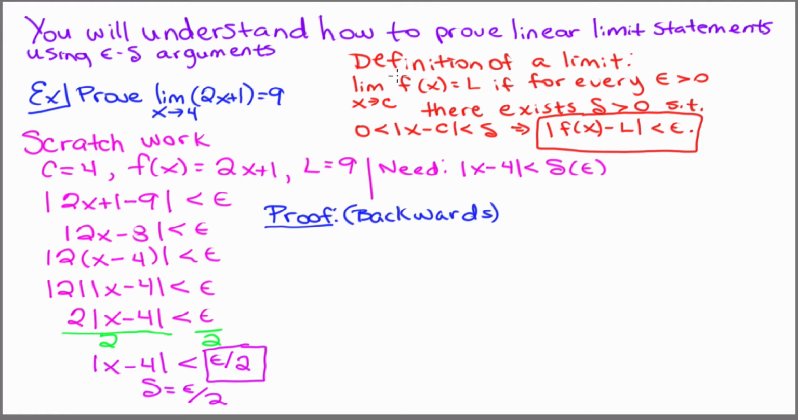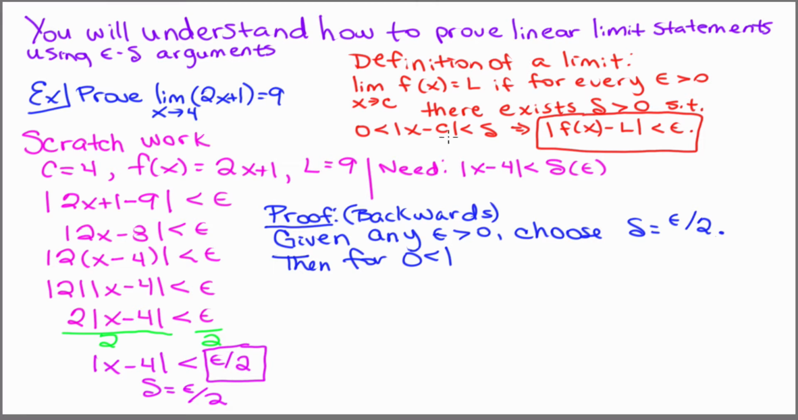Our proof absolutely has to be in this form of the definition. We will have to begin with for every epsilon greater than 0, and we have to say what our delta will be. So our proof begins like this. Given any epsilon, because it should work for any epsilon greater than 0, of course, choose delta. We know what delta is because we just did our scratch work. Delta equals epsilon over 2.